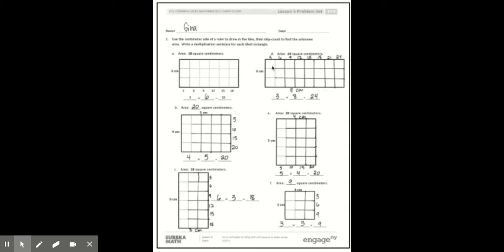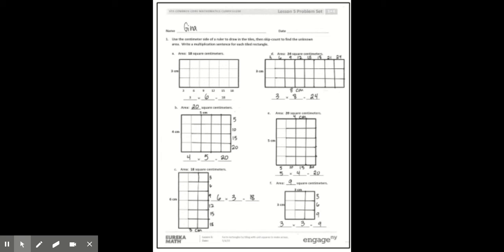Now, if you don't know that fact, you could go in and count the tiles. 1, 2, 3, 4, 5, 6, 7, 8, 9, 10, 11, 12, 13, 14, 15, 16, 17, 18, 19, 20, 21, 22, 23, 24. Or you could count by threes 8 times. 3, 6, 9, 12, 15, 18, 21, 24 to get the area, which would be 3 centimeters times 8 centimeters equals 24 square centimeters.